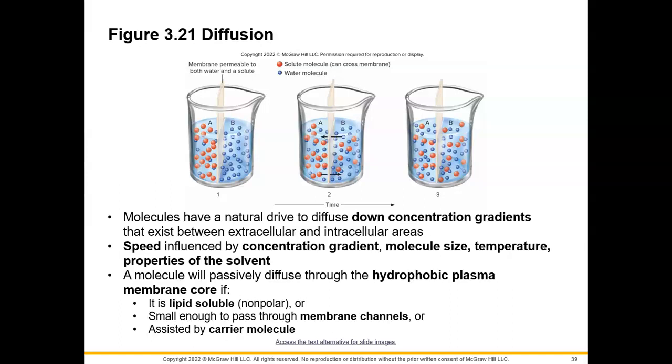The speed or rate of diffusion is influenced by concentration gradient, molecule size, with smaller ones moving swifter, temperature, with higher temperatures also increasing the rate of movement, and then properties of the solvent also can affect the speed. A molecule will passively diffuse through the hydrophobic plasma membrane core if it is lipid-soluble or nonpolar like the membrane core, if it's small enough to fit through a membrane channel, or if it's assisted by a carrier molecule embedded in the membrane.